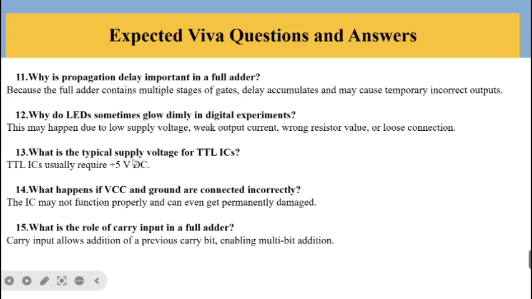What is the typical power supply voltage for TTL ICs? TTL ICs usually require plus 5 volts DC. What happens if VCC and ground are connected incorrectly? The IC may not function properly and can even get permanently damaged. What is the role of carry input in a full adder? Carry input allows addition of a previous carry bit, enabling multi-bit addition.